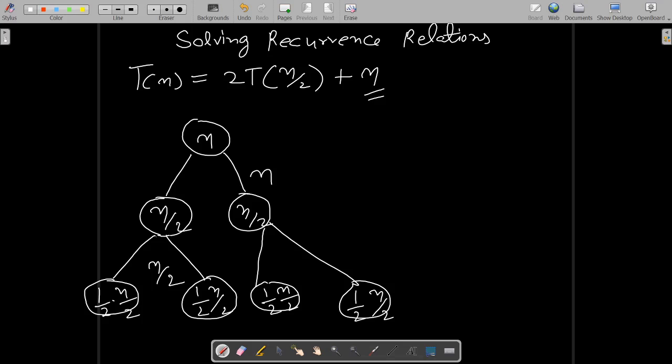Since this equation is telling us that if the input size is n, n operations would be involved in division or merger, here also, since the input size was n/2, the number of operations involved in this division or merger would be n/2. The same number of operations would be involved for this division also. The total number of operations for this level will also be n/2 plus n/2.